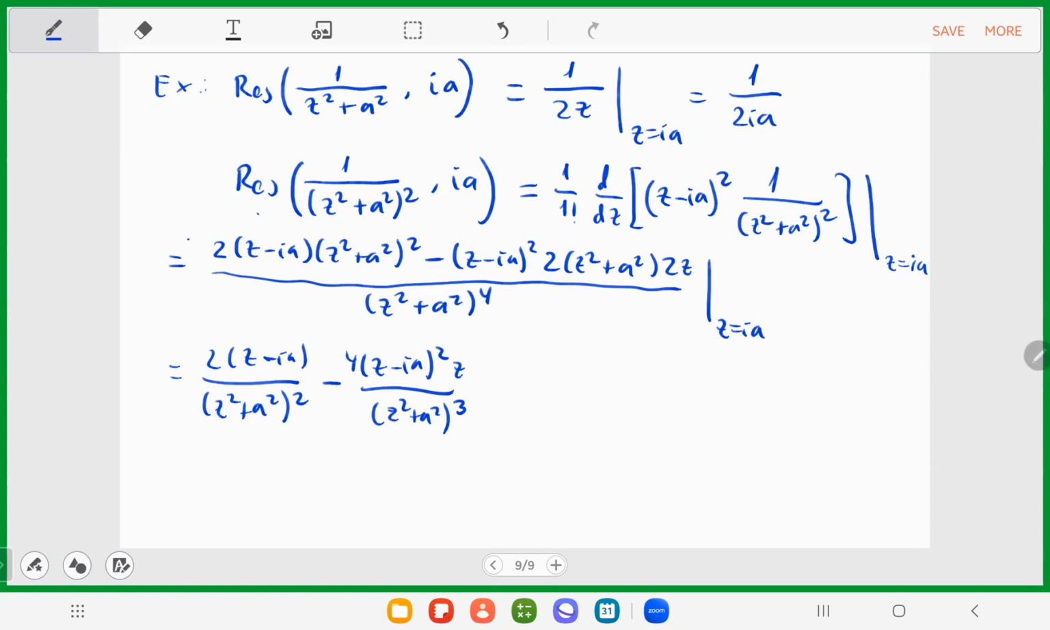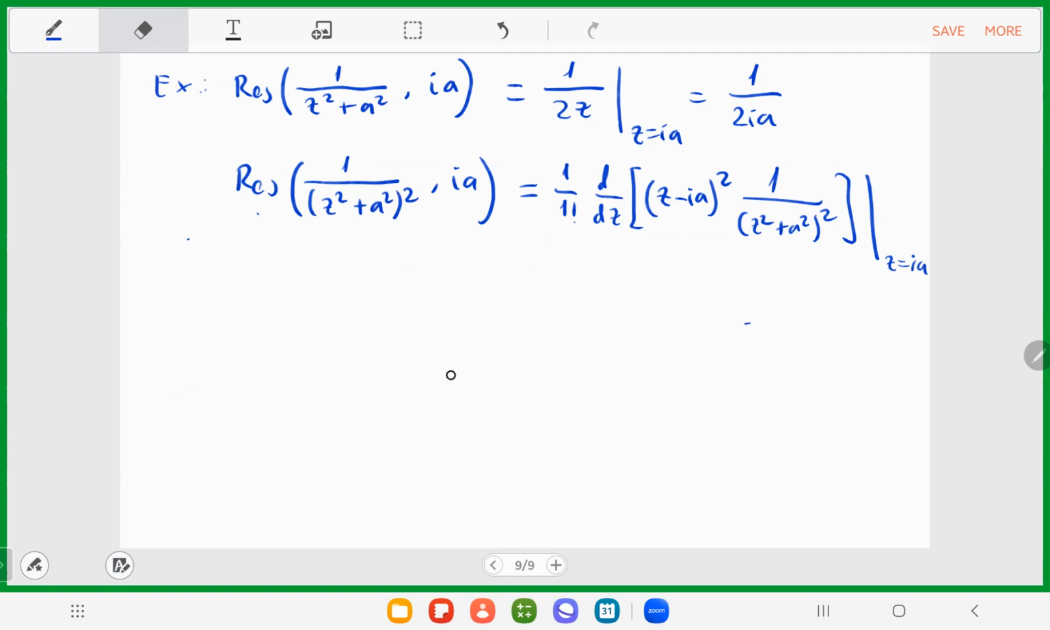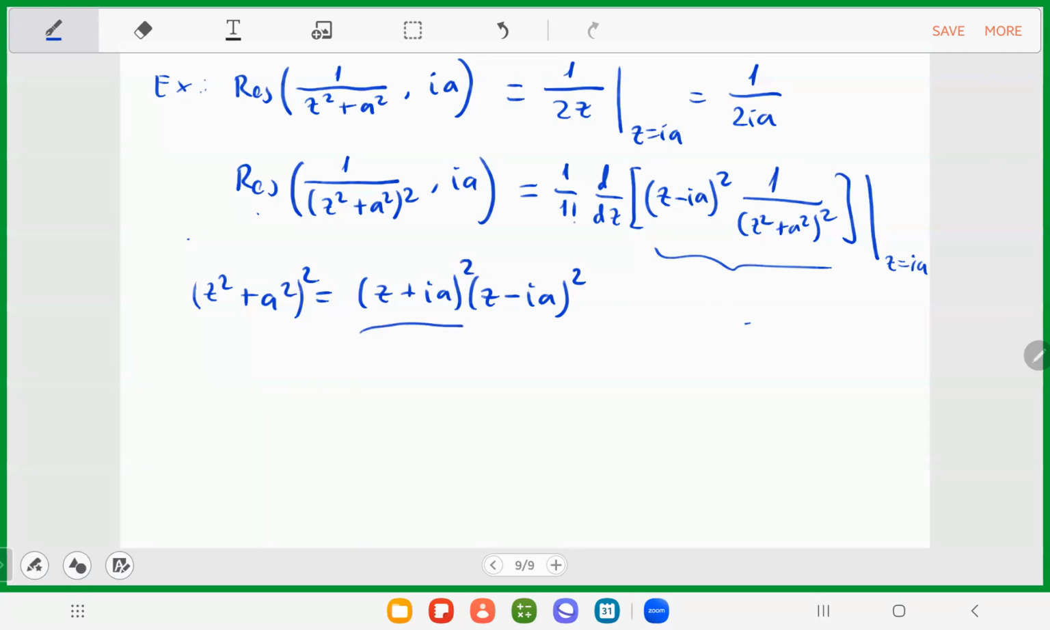Okay, sorry, there may be some faster way to do this. How would you do it? Okay, maybe it's easier if we just factorize the denominator. Notice that z squared plus a squared is the product of z plus ia times z minus ia, right? The sum times the difference is the difference of the squares. The square of ia is minus a squared. So if I take this squared, this will be this squared times this squared.